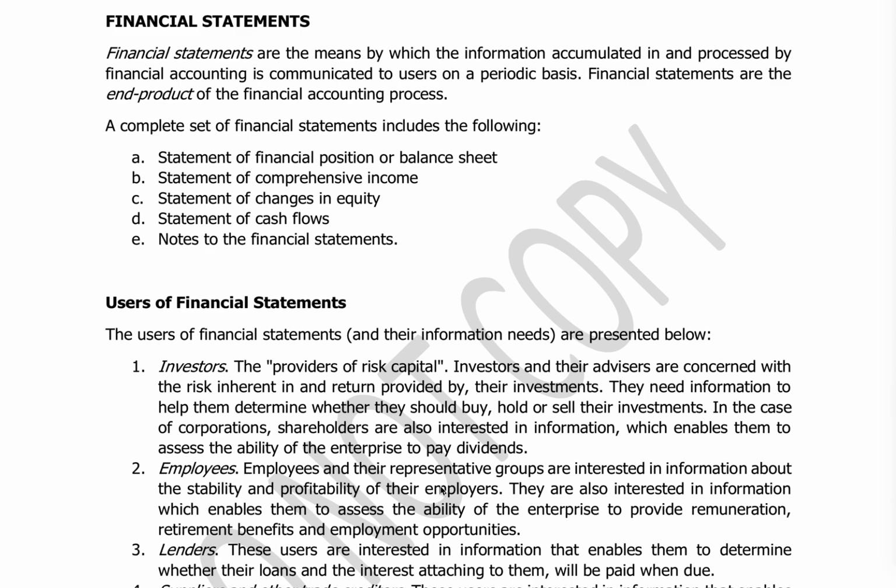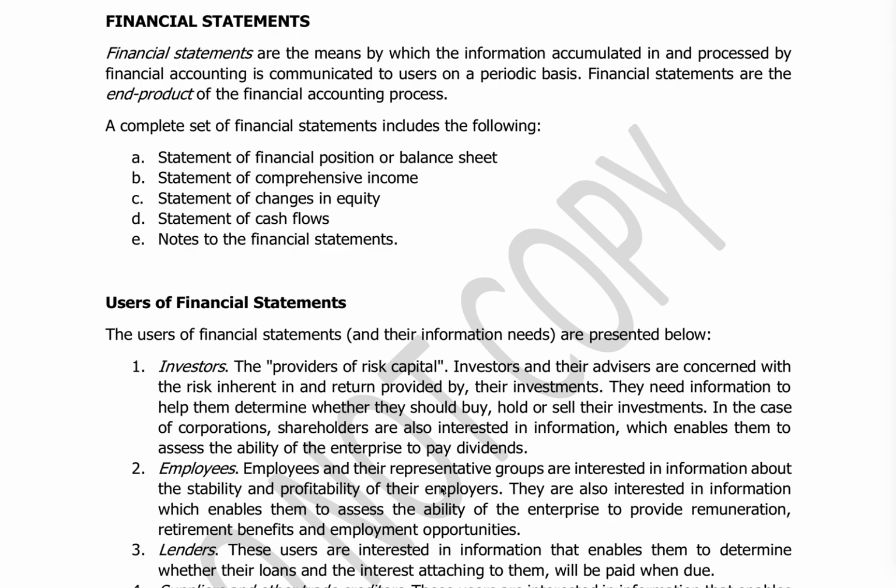Next, outflow of cash, saan napunta yung pera. So, statement of cash flows shows the movement of cash, the inflow and outflow of cash during the period. And lastly, notes to the financial statements.